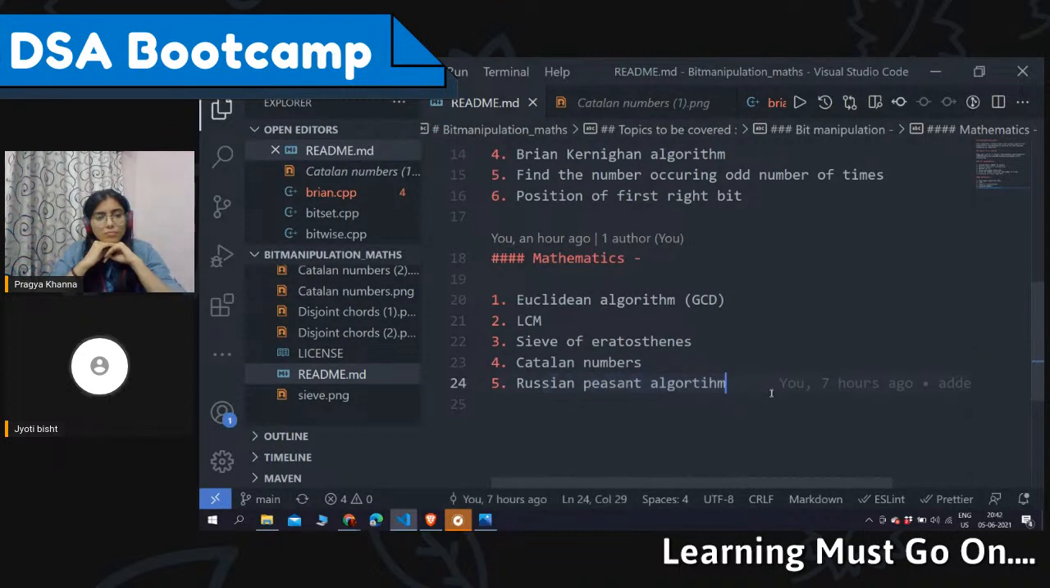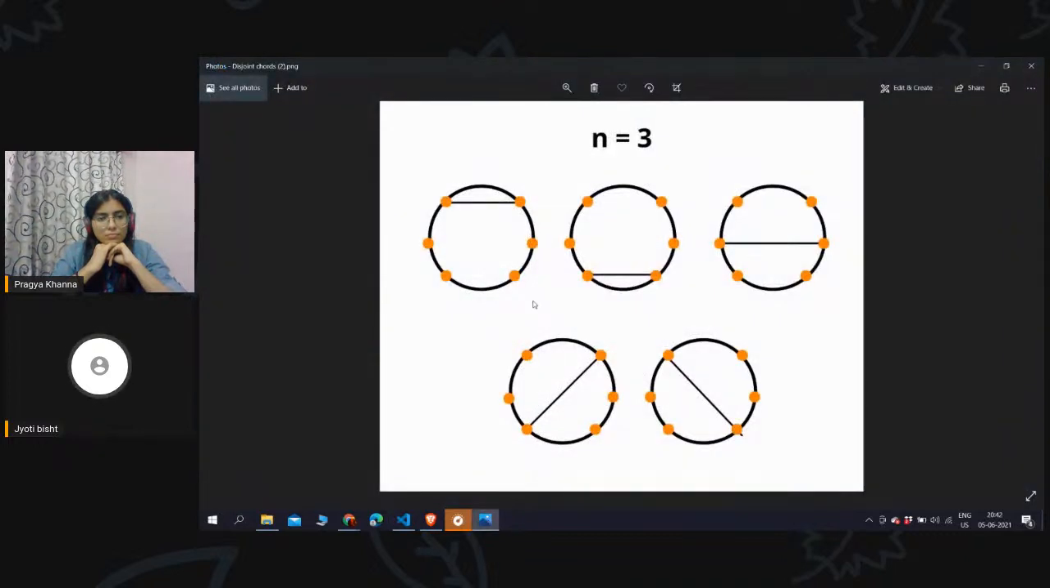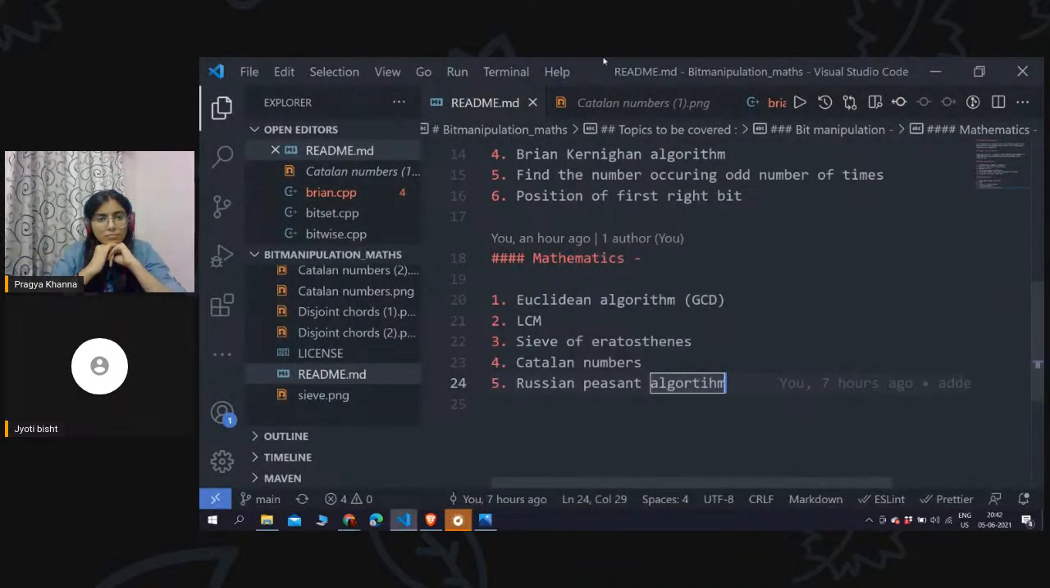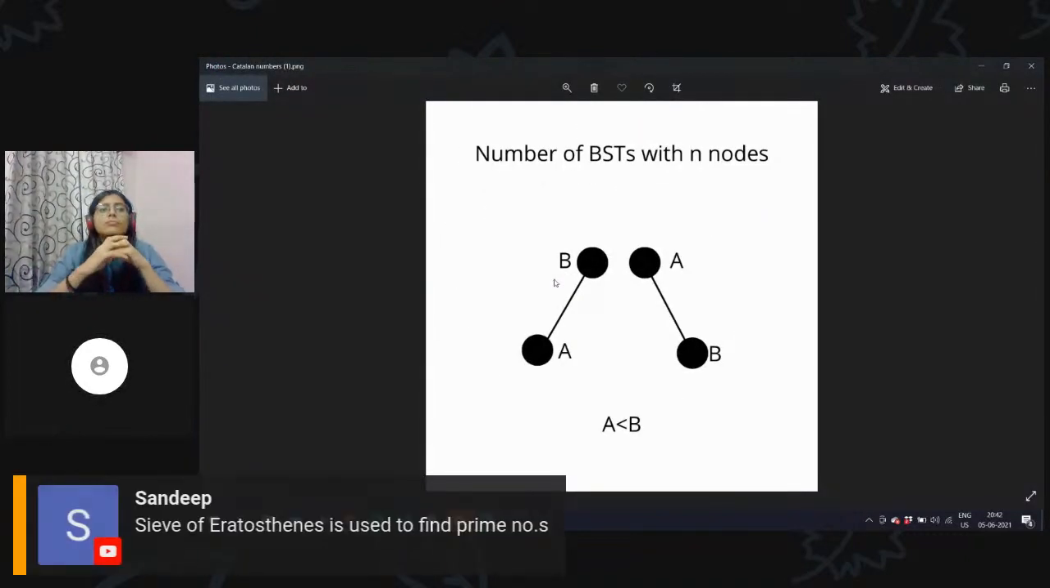Next, we have just two big things that I need to discuss: Sieve and Russian peasant algorithm. Russian peasant algorithm is not that important, but a lot of people do prefer asking it. I think I won't be able to take it up due to time constraints, but let us learn sieve. What is sieve?